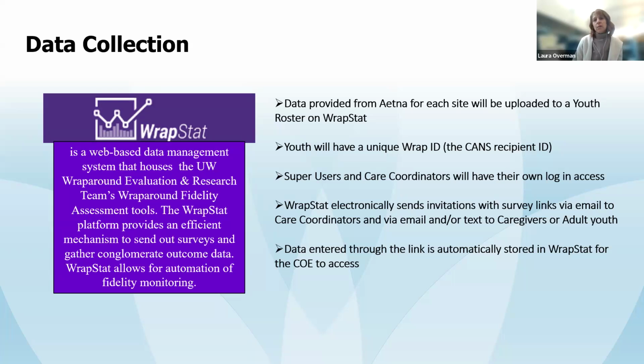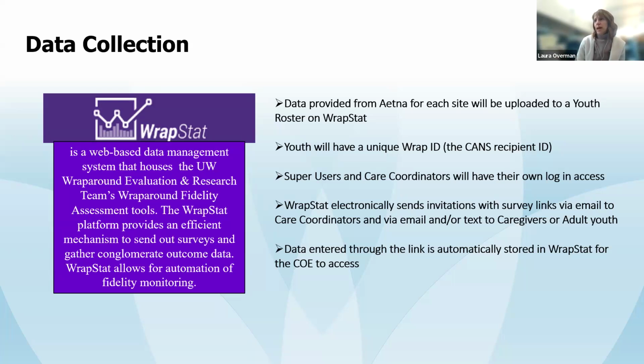And in the process, as I said, we will receive data from Aetna, and we will determine the youth from that data who are eligible and upload those eligible youth to WrapStat in a place called the youth roster. Youth will have a unique ID, a WRAP ID, which is their CANS recipient ID. So when we communicate with the agency, we cannot give names or receive names. We don't have a secure email. So if there's a question on our end about a particular youth, or you have a question about a situation with that youth, you would identify the youth through the WRAP ID.